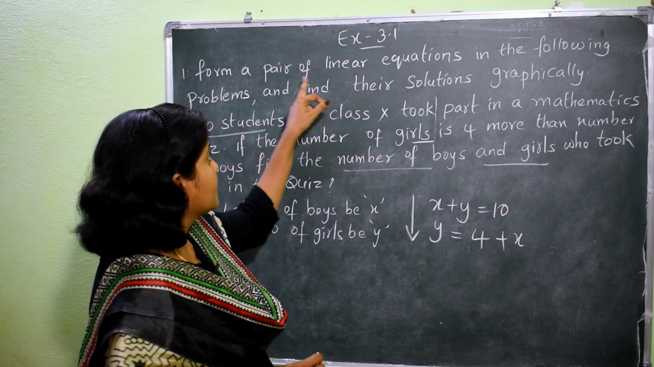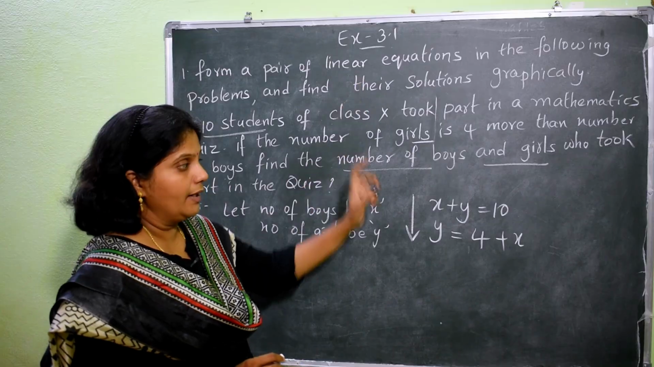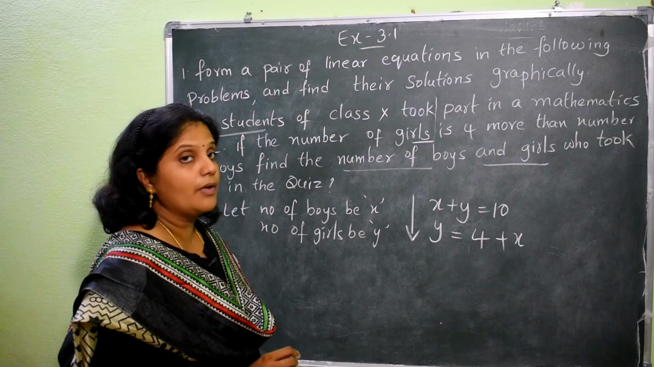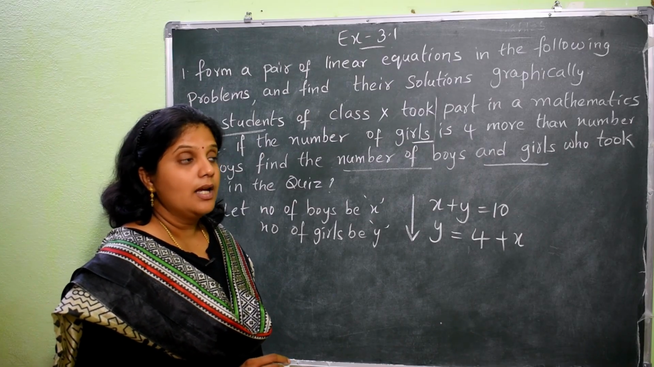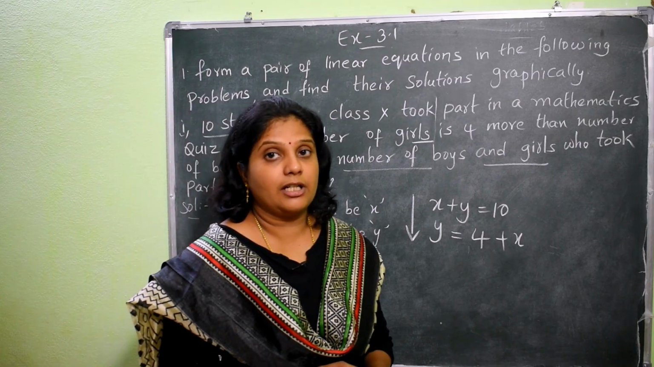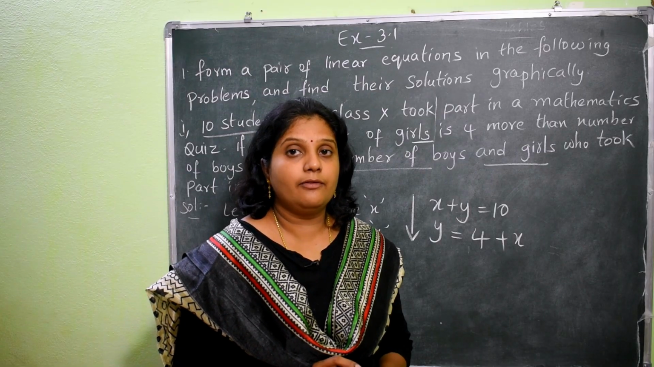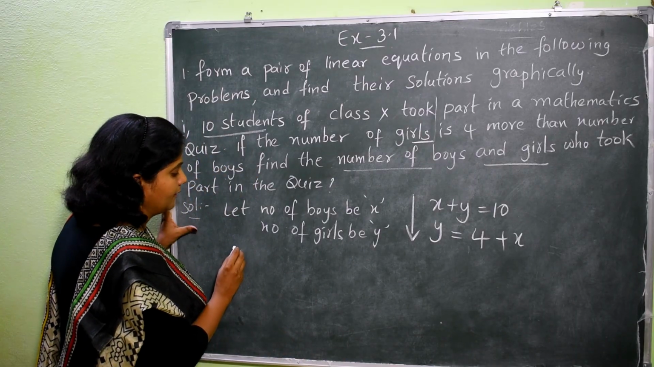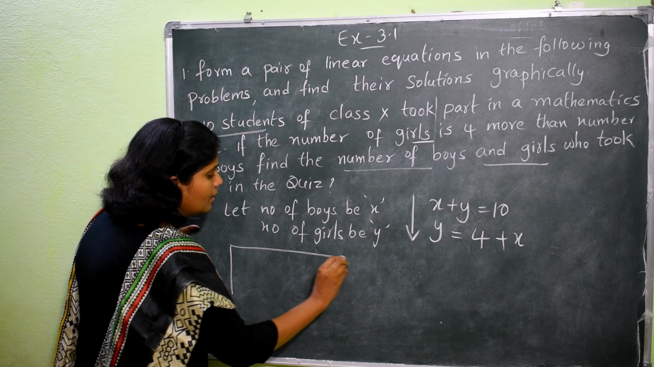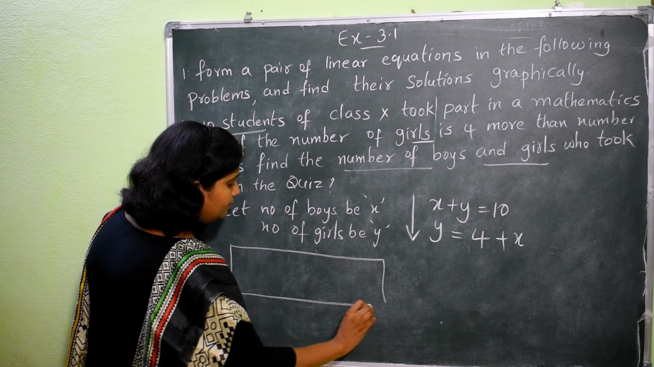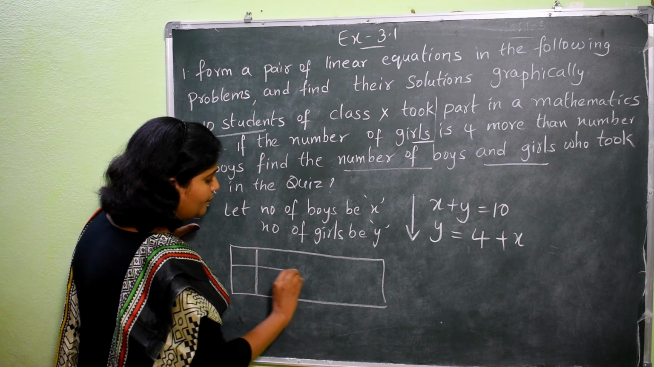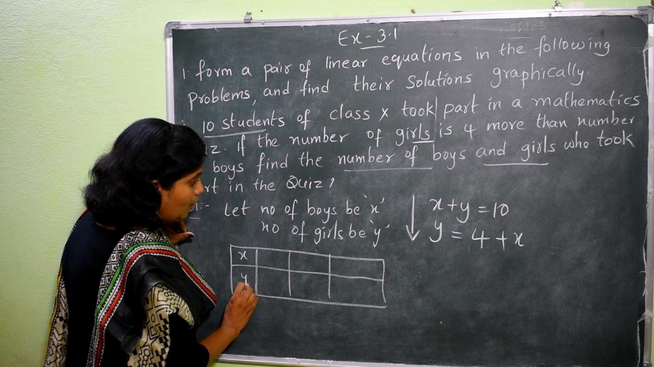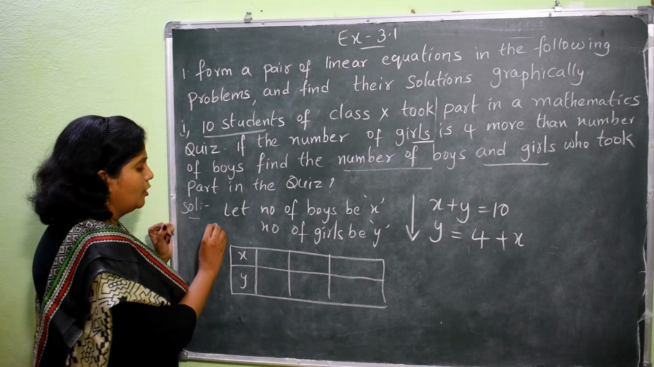So what is the question asked? They have asked us to form a pair of linear equations, and we have formed a pair of linear equations. From these linear equations we need to find the solutions graphically. To find the solutions using the graphical method, before going to the graphical method we need to draw the tabular form. Okay, so let's take x plus y is equal to 10. x, y. So y is equal to 10 minus x.